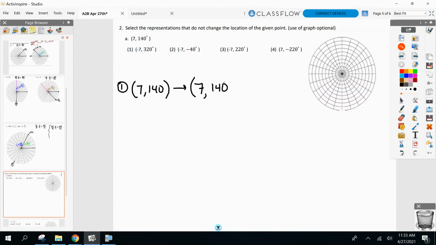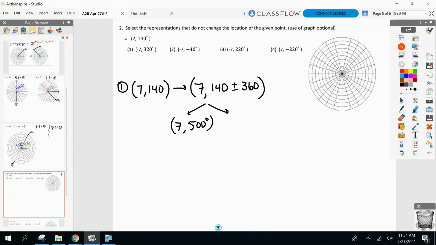So here's what I'm going to write. If you want to keep the R value the same, you would add or subtract 360, plus or minus, all right? So add or subtract 360, keep the R value the same. All right, now we get 2 points out of this. Ready? We get 7, comma, 140 plus 360, 500 degrees. That's not one of my choices, so let's keep going here. But that is the same. 7, 500 degrees would be in the same location as 7, 140.